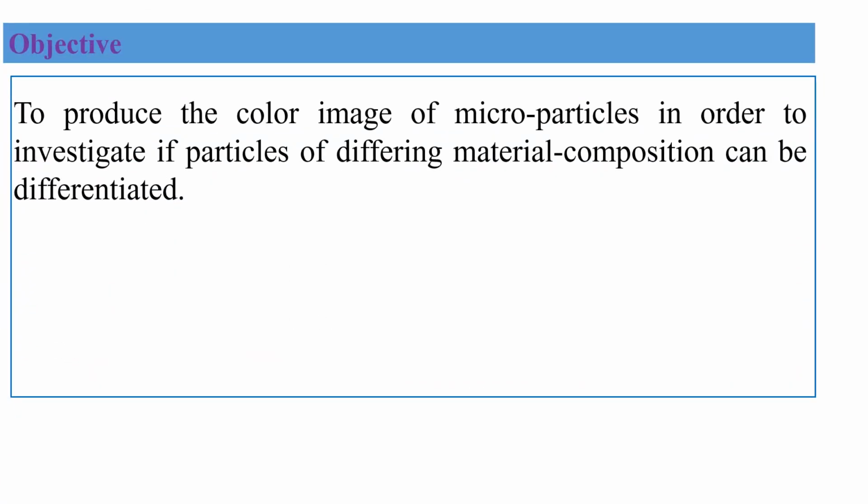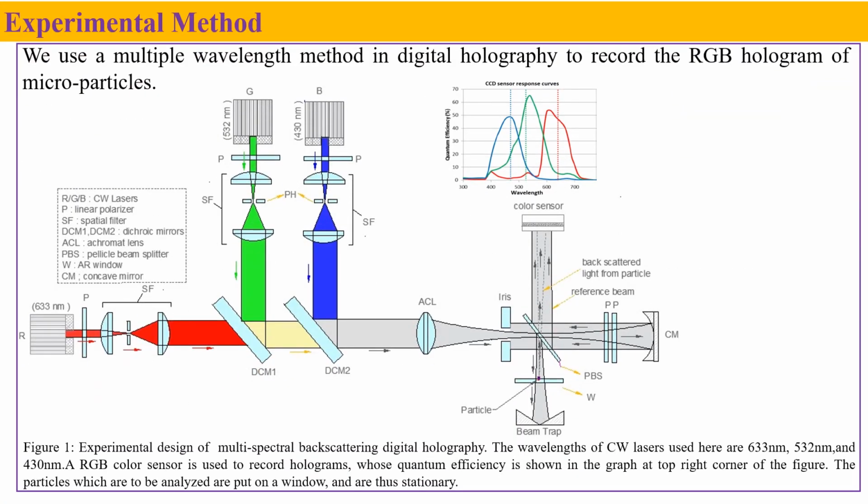Our objective here is to produce the color image of micron particles in order to investigate if particles of differing material compositions can be differentiated. For this, we perform an experiment where we use a multiple wavelength method in digital holography to record the RGB hologram of the micron particles. We use three primary color lasers: the red laser of wavelength 633 nanometers, green laser 532 nanometers, and blue laser 430 nanometers.